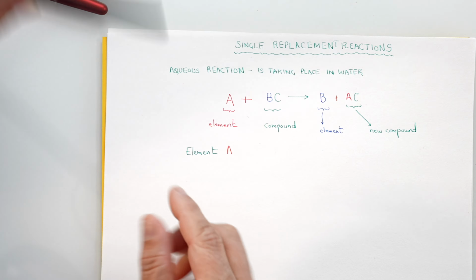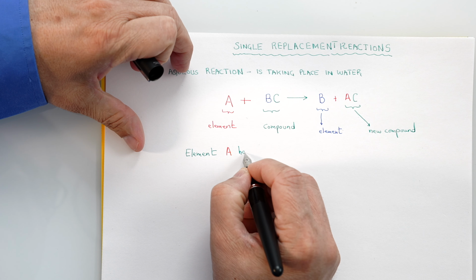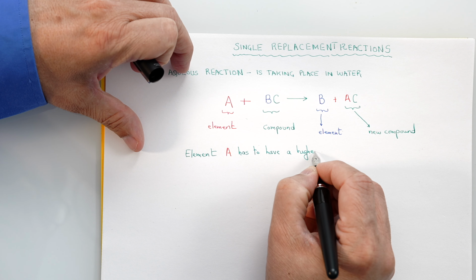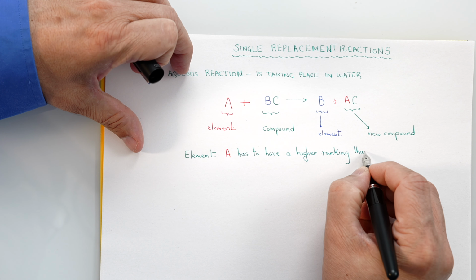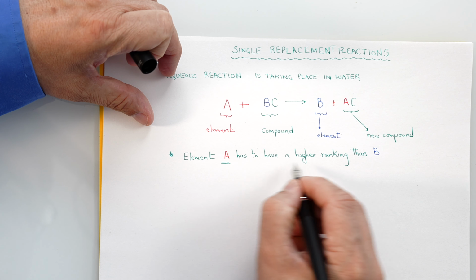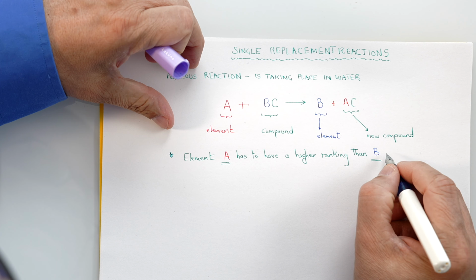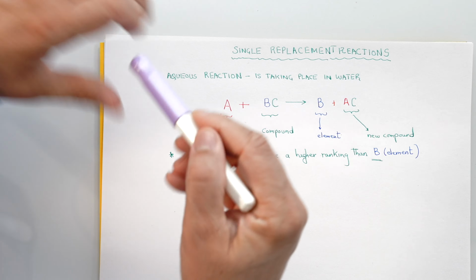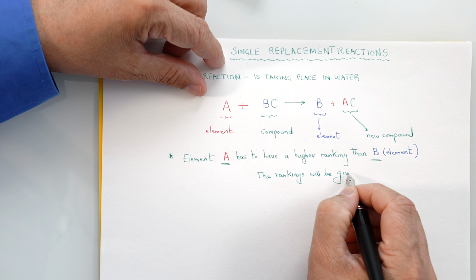Now, the caveat is this. Element A has to have a higher ranking than B, which is also an element. Okay, and the rankings will be given to you. So this is also classified as an oxidation reduction reaction, but we're not messing with that right now. I want you to learn this at the present time as a single replacement reaction.